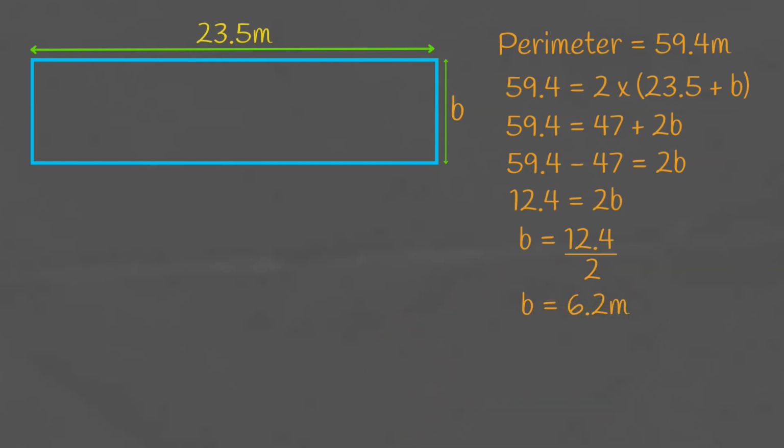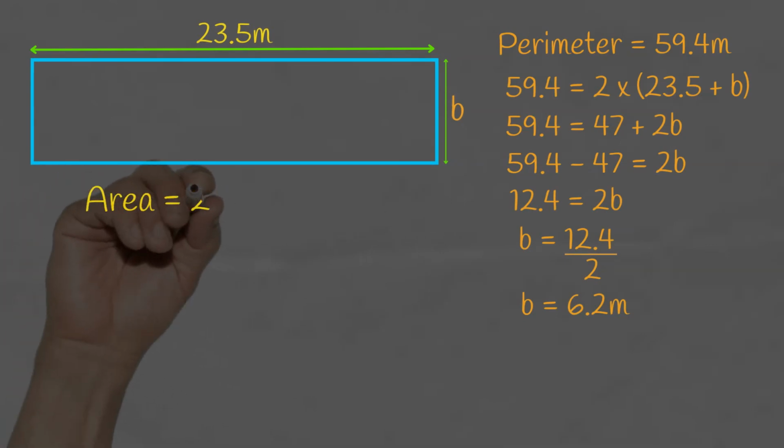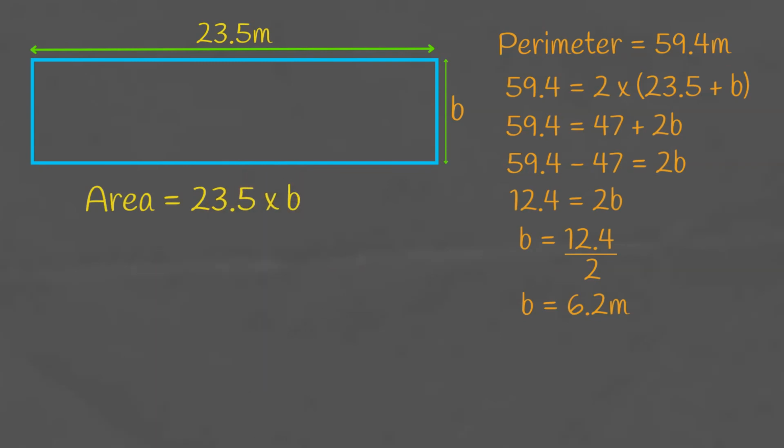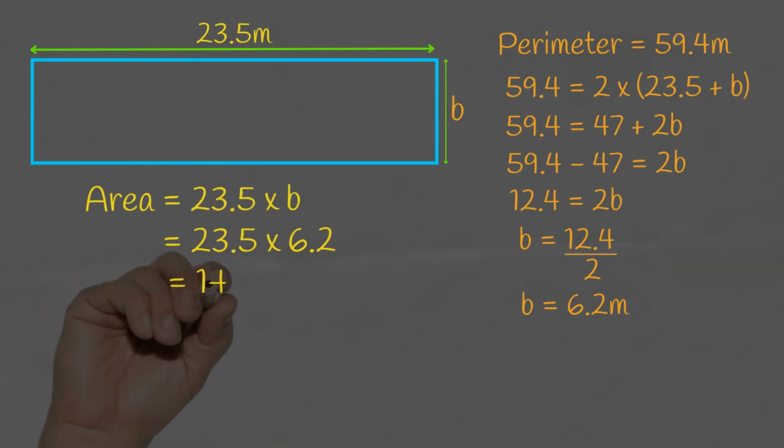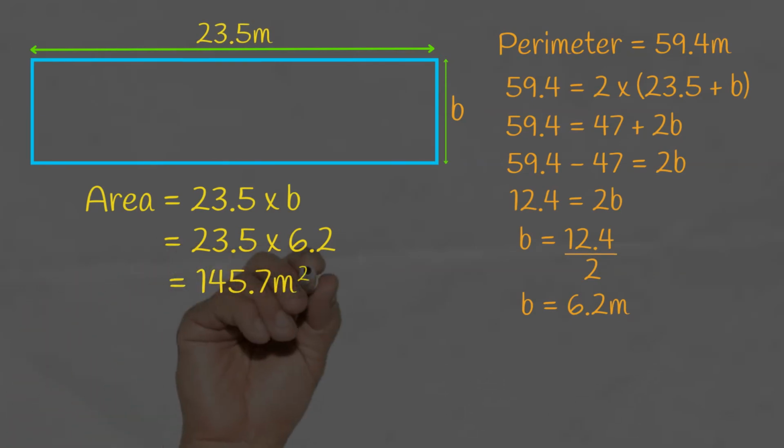And now we can work out the area, because the area is length times width, or 23.5 times B. So it's equal to 23.5 times 6.2. So we get 145.7 meters squared. So that's it for this video.